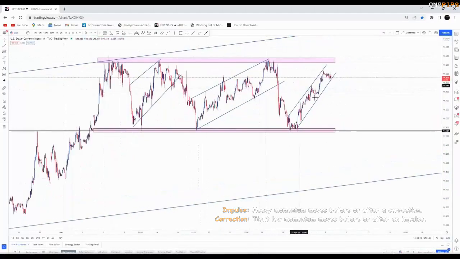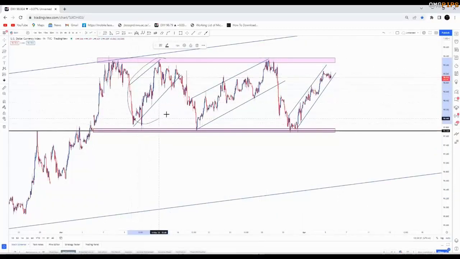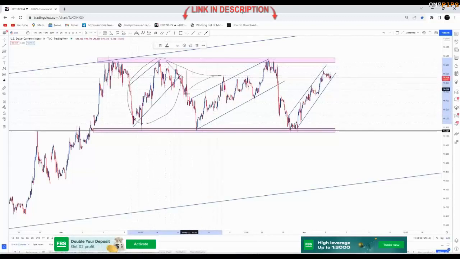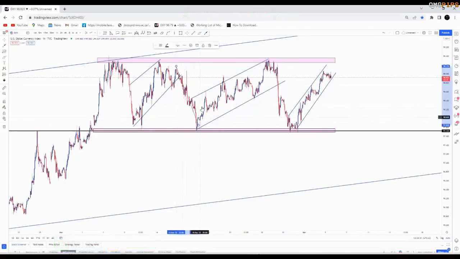On the 1-hour time frame, it explains a lot: every time buyers come in, the market corrects. So that's how it is. Every time we reach the top, we will always impulse to sell.